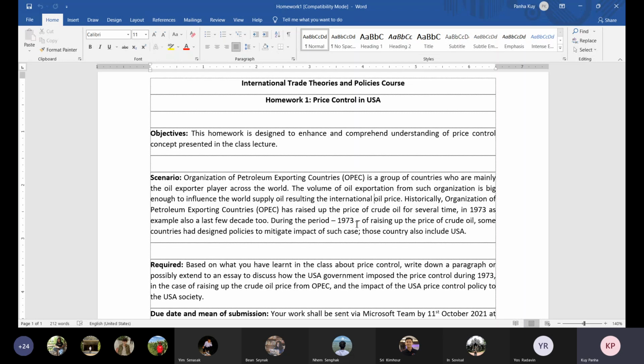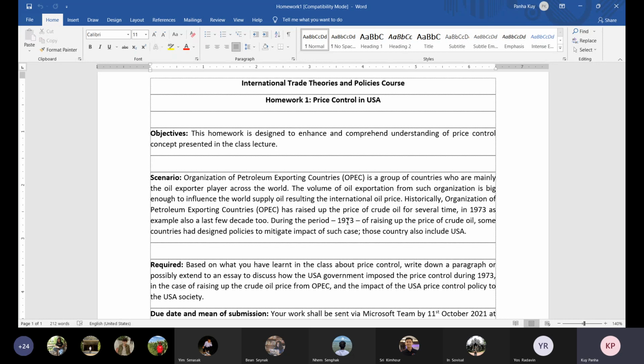Yep, a gasoline market. Historically, the Organization of the Petroleum Exporting Countries, OPEC, has raised the price of crude oil several times, in 1973 for example, a few decades ago. During 1973, the price of crude oil rose. Crude oil here is the input to produce gasoline. Some countries designed policies to mitigate the impact of such costs. Those countries also include the US.